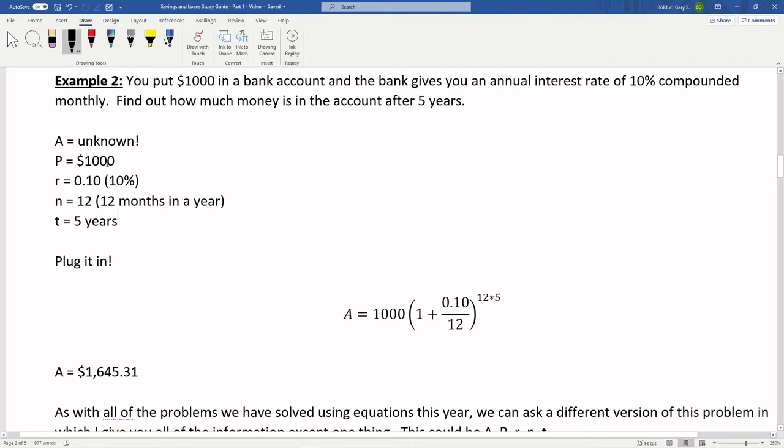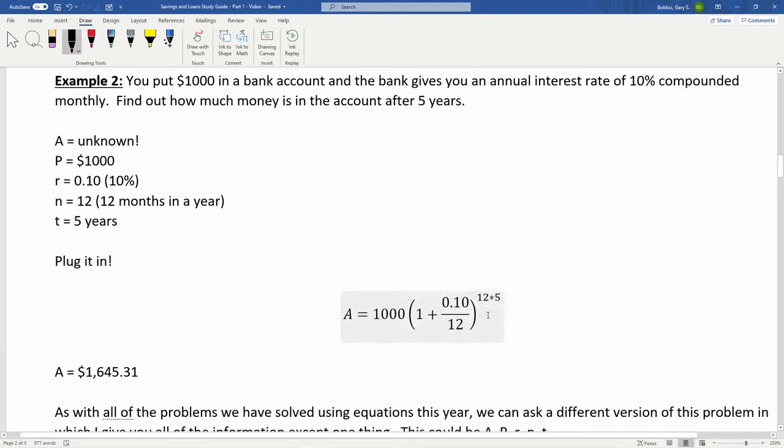I do know how much I throw in to start. I do know the percent. I do know the compounding, how many times you compound each year. It's 12, because there are 12 months in a year. And it says after 5 years. Okay, I've written them all out. I plug it in.